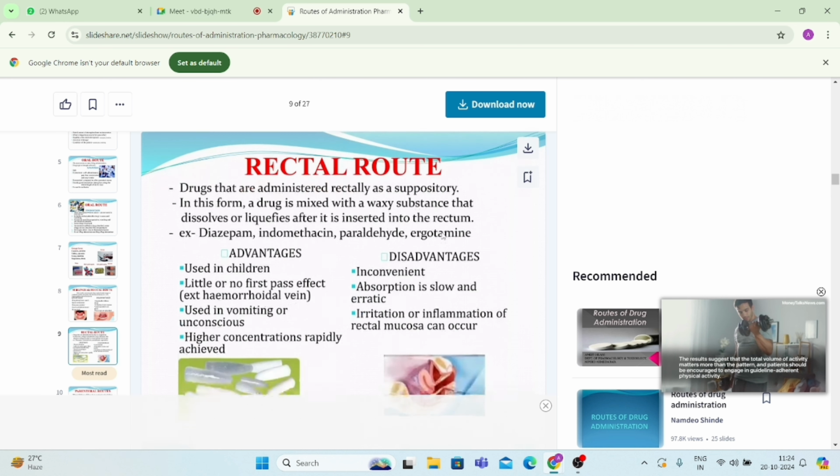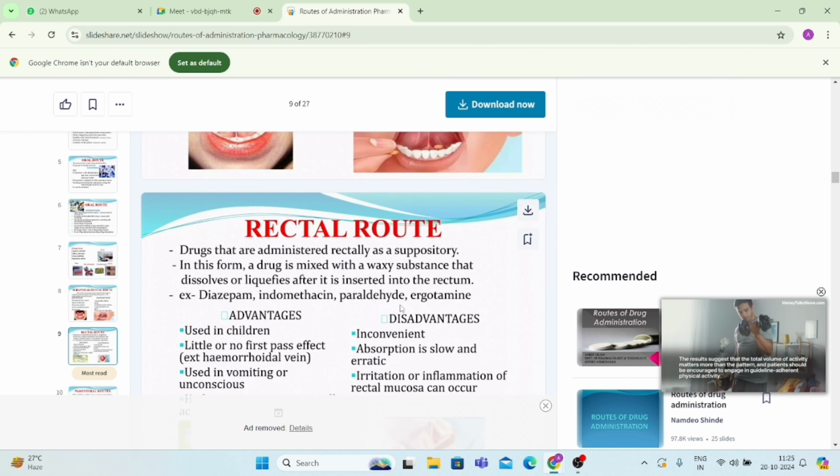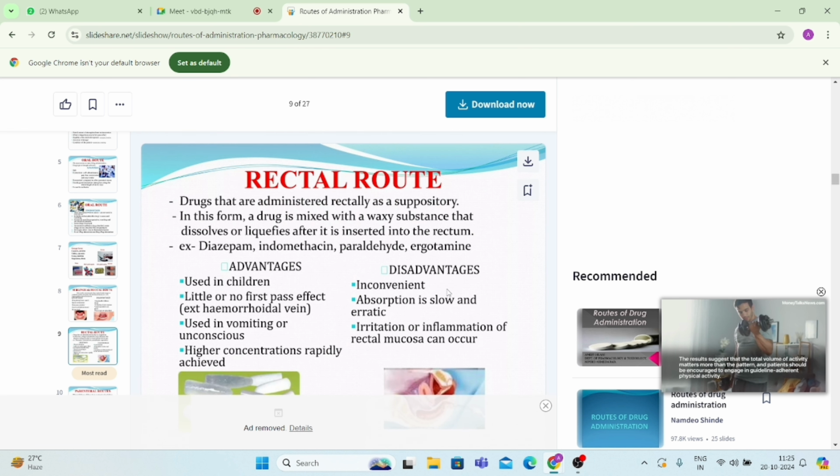Next, letter C, rectal route. Rectal we already know, like it will be placed at the bottom of the body. Between the legs you'll have a small opening. There they will be putting this rectal form of dosage.